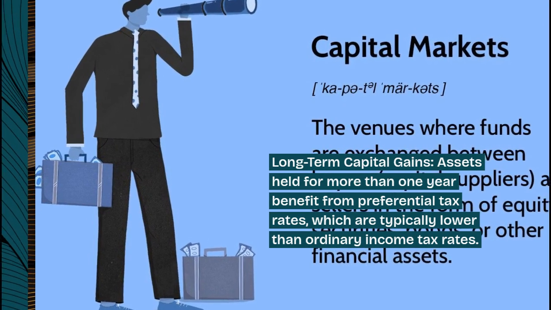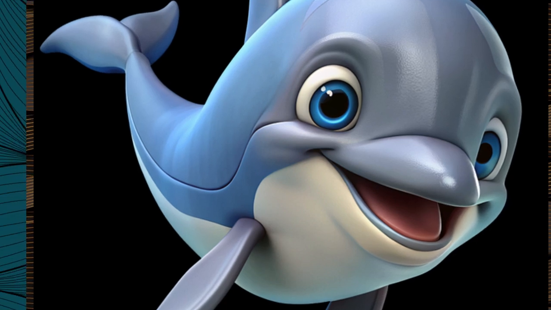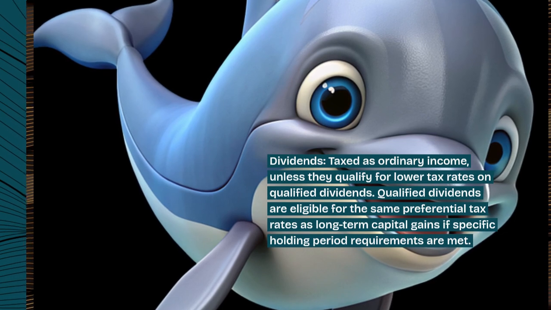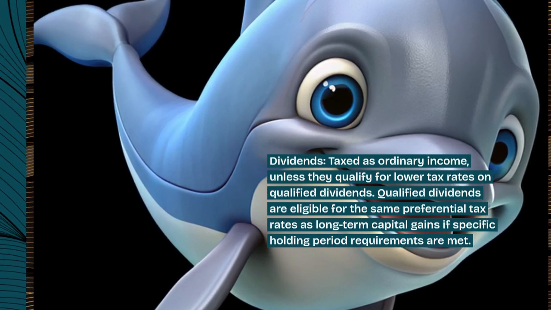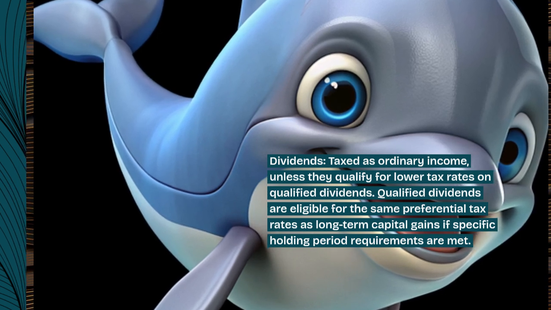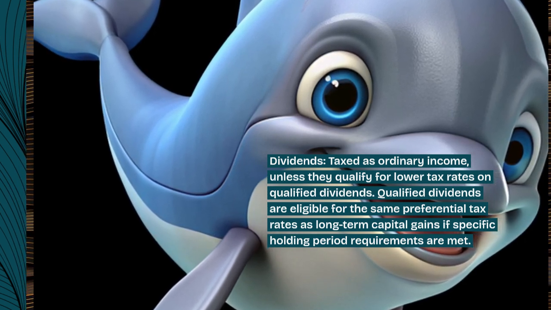ordinary income tax rates. Dividends are taxed as ordinary income, unless they qualify for lower tax rates on qualified dividends. Qualified dividends are eligible for the same preferential tax rates as long-term capital gains if specific holding period requirements are met.